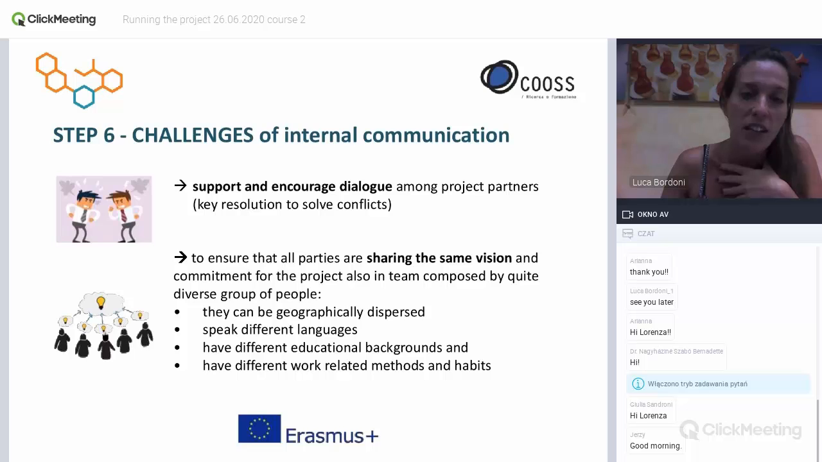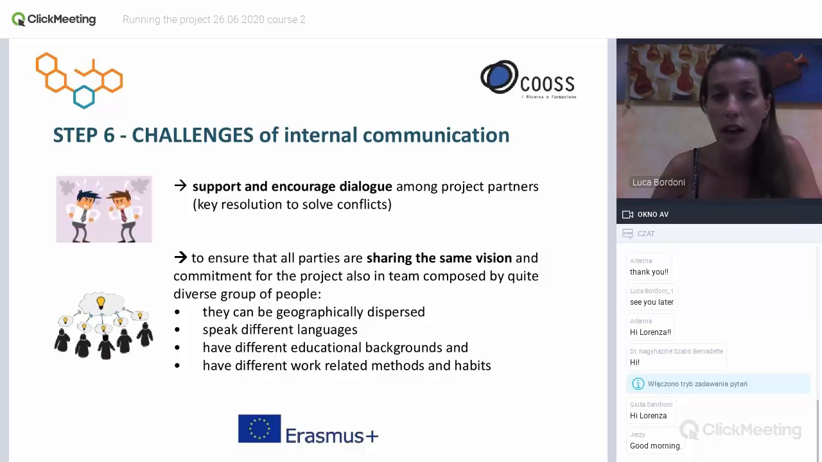And the main challenge is to ensure that all parties, all partners, all stakeholders are sharing the same vision, the same project, also in teams that, above all in international consortia, are composed of people coming from very different groups. First of all, they are speaking different languages, and this is the first challenge in a team. So we need a common language, a simple, clear language, to allow everyone to understand everything.